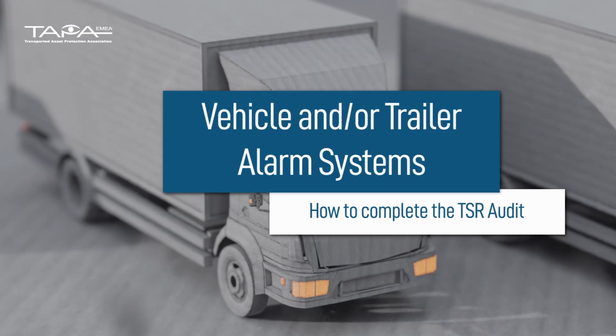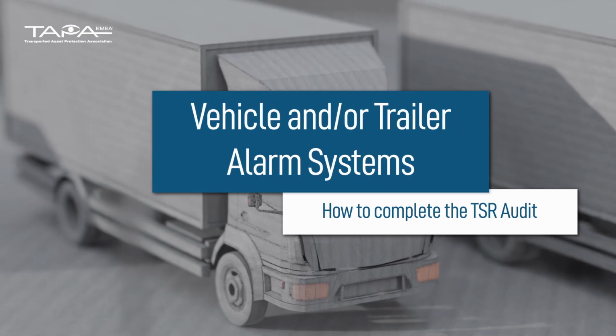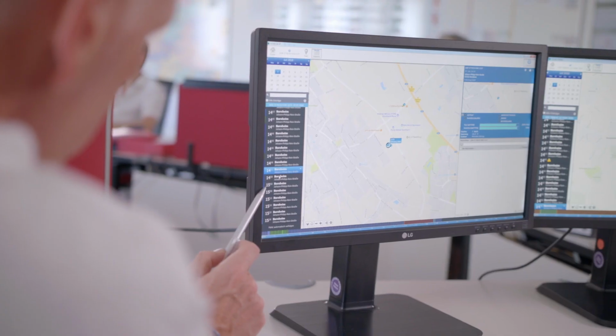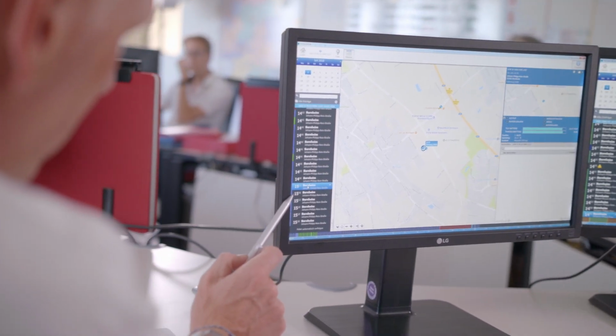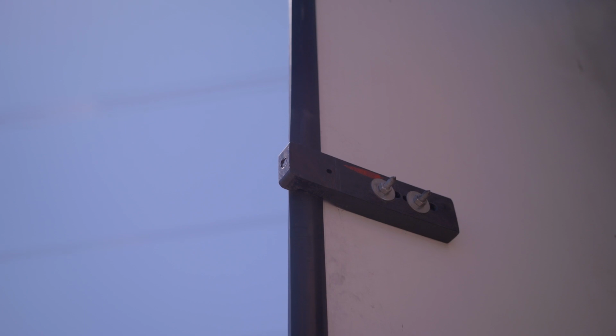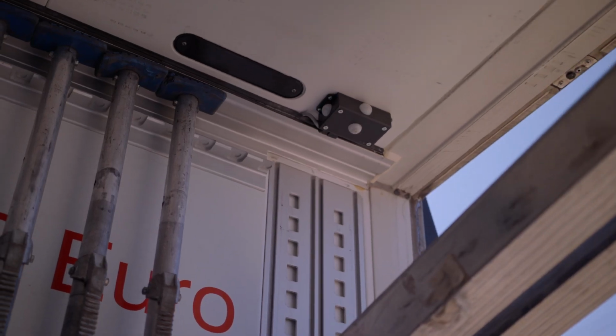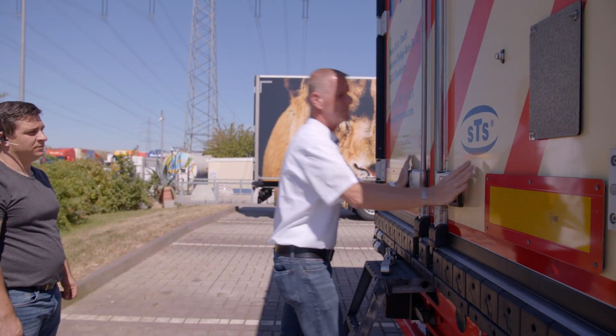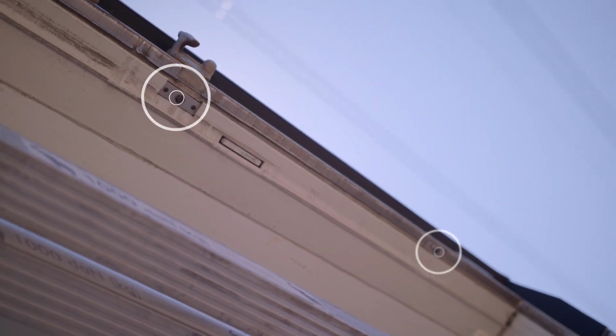Vehicle and/or trailer alarm systems. The monitoring center must be operational at all times. Alarm contacts, sensors and monitoring systems where required by TSR must be tested. All alarm functions should be demonstrated and function as intended. Door contacts and sensors must be tested on all trailer doors. Ask the driver to close the doors, check they are secure and note the exact closing time. The alarm can only be tested or operated when all doors are closed.